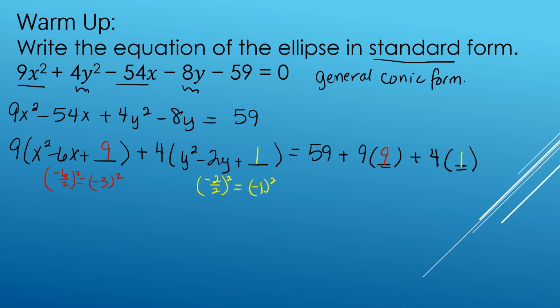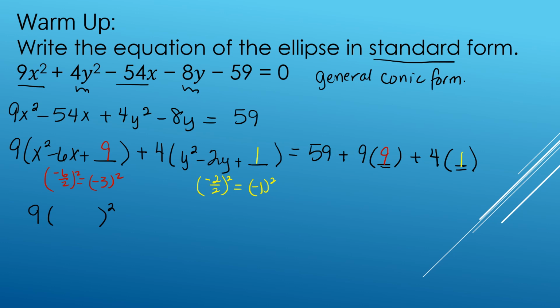And you'll notice that we have 9 times the x squared term plus 4 times the y squared term, and that equals 59 plus 9 times what I completed the square with for the x's plus 4 times what I completed the square with for the y's. So we're going to take it back down into factored form. We created a perfect square so that we could write it as a perfect square in factored form.